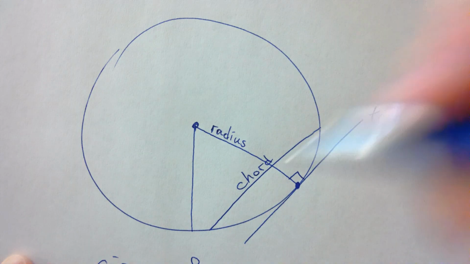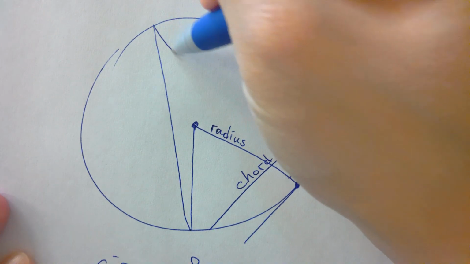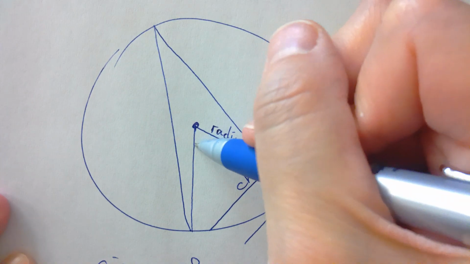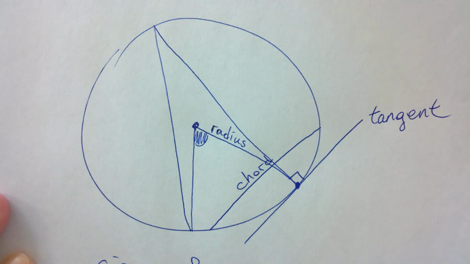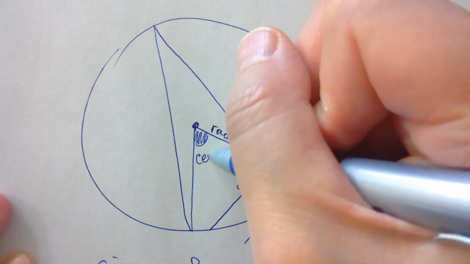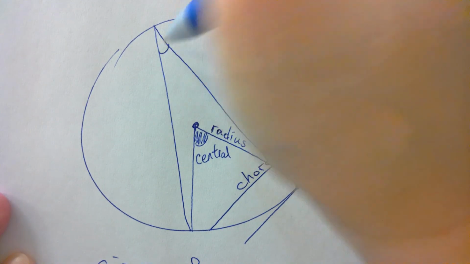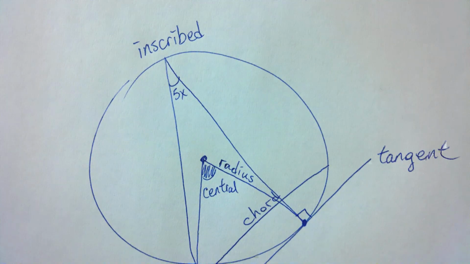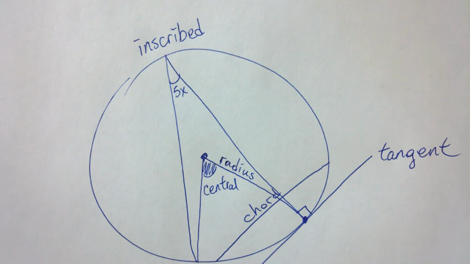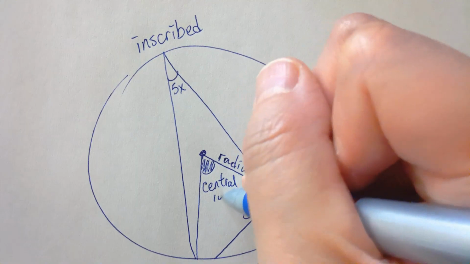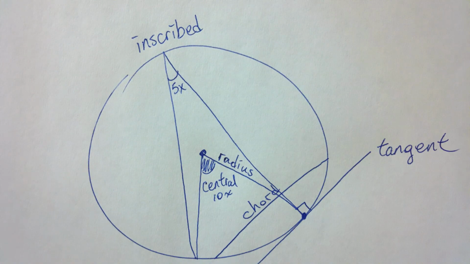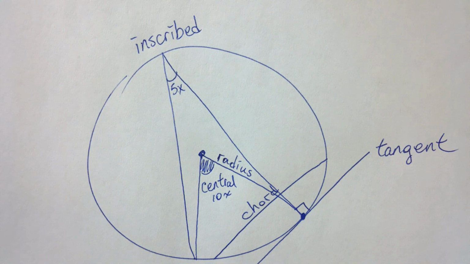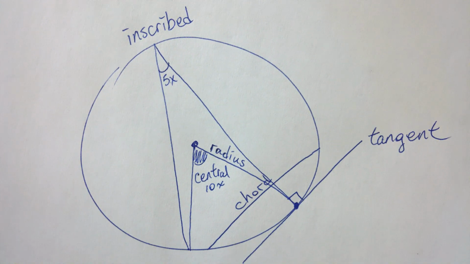Okay, so that's also your radius. What is this one called? Central. Yes, central. This one? Inscribed. If your inscribed angle is, let's say this is 5x, what is your central? 10x. Good, because it's double. I might not give you numbers. I might give you expressions.